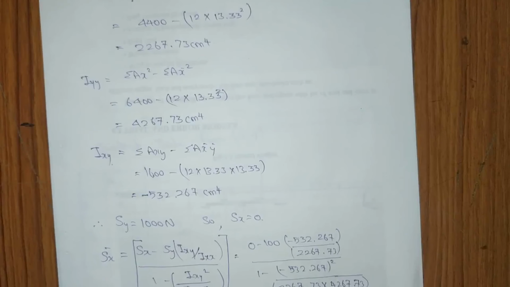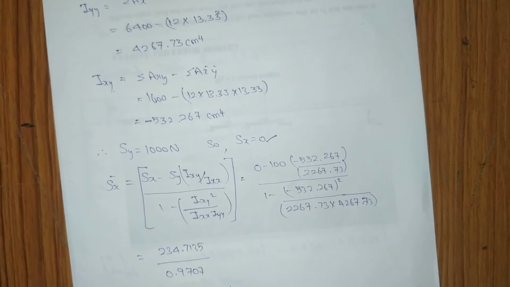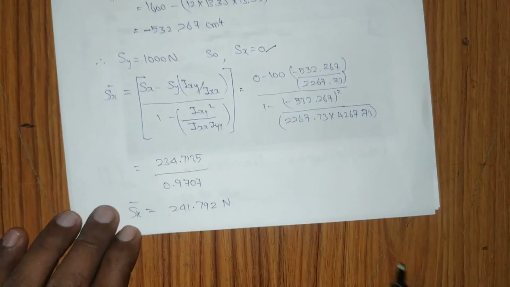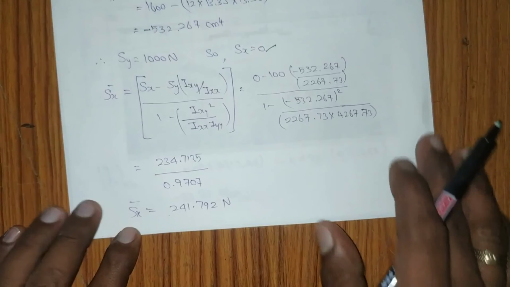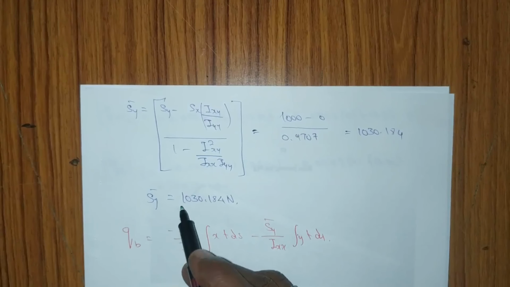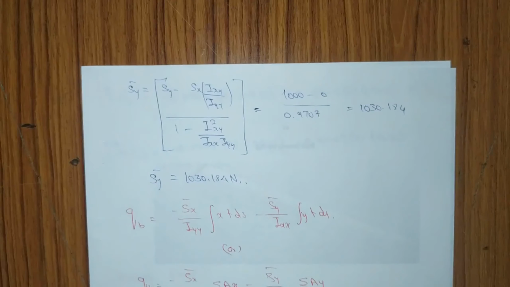The given data is Sy equal to 1000 Newton and Sx equal to 0, only vertical loads are acting, and you are finding Sx bar. Sx bar you know the formula, and you are getting Sx bar equal to 241.792 Newton. Similarly you need to find the value of Sy bar, and you are getting 1030.184 Newton for Sy bar. So far we have done only the open section.